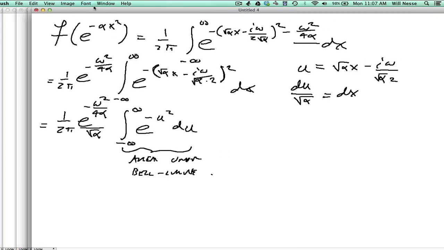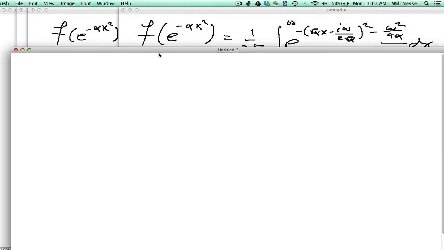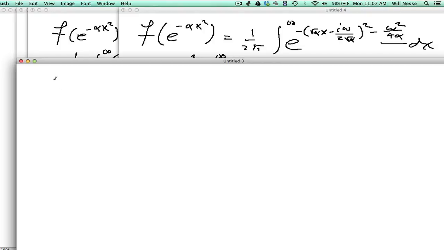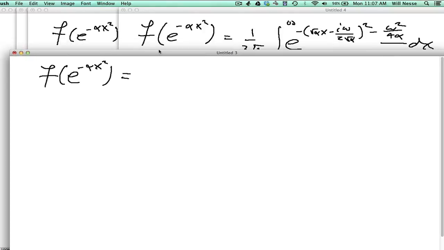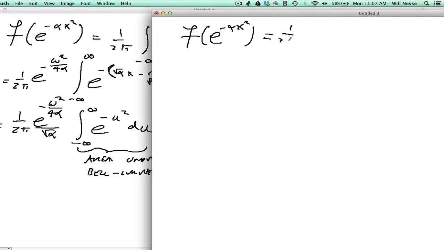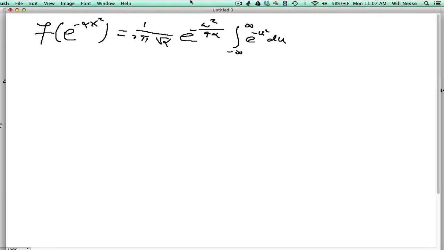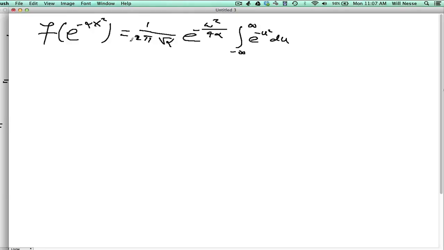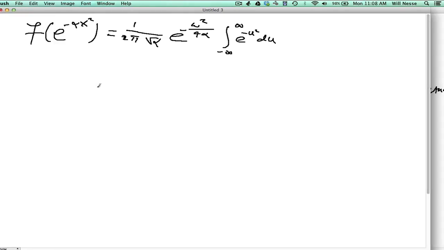Okay, so let's write down our result again. I'm going to write it down here. It was equal to 1 over 2 pi over root alpha, e to the negative omega squared over 4 alpha. And that's going to be then that area under the curve of a different Gaussian function without the alpha. All right, so that looks nice. So what we want to do now is try to get a grasp on what this is. So I'm going to call that integral I.